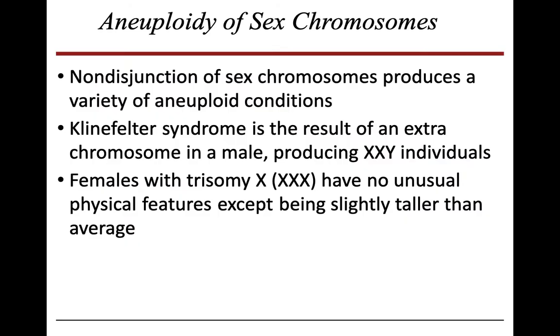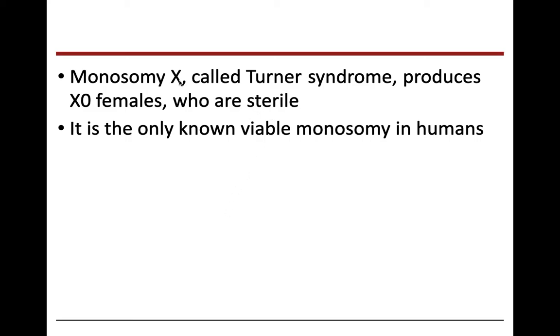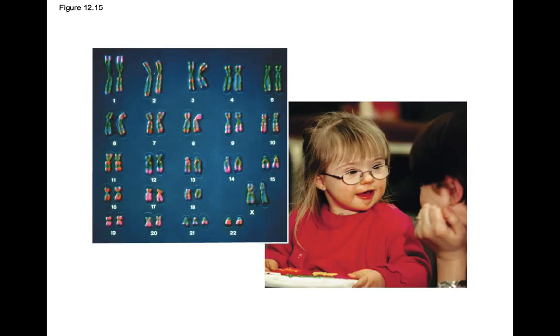And then you can have non-disjunction of sex chromosomes. Klinefelter syndrome is where males tend to be biologically sterile with some aspects of female sex characteristics when they inherit a second X chromosome. And females can be either trisomic X, which means they're just slightly taller, or monosomic X, where they tend to be sterile. This is the only known viable form of monosomy in humans, because any karyotypic expression with any somatic chromosome with just one copy would mean that mitotic division would not be possible.